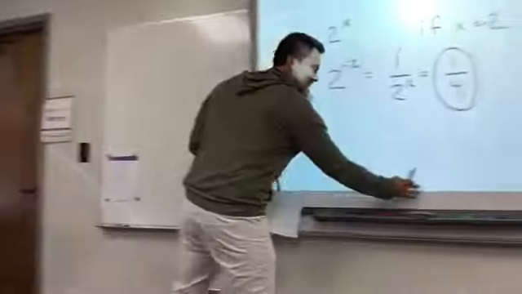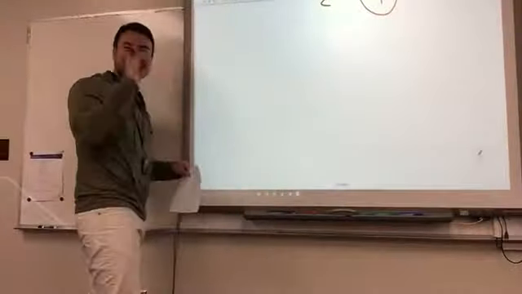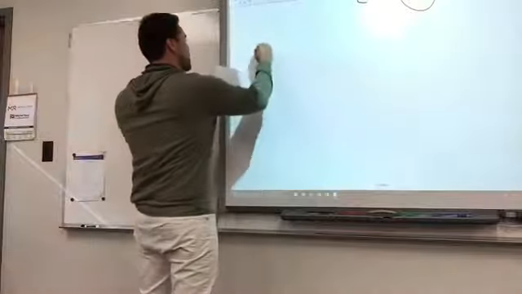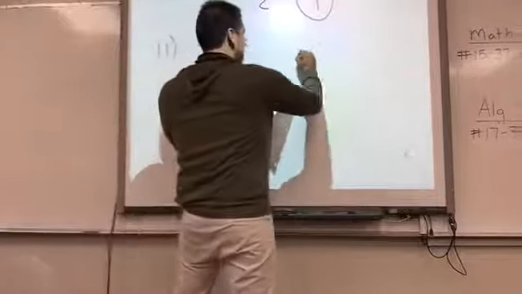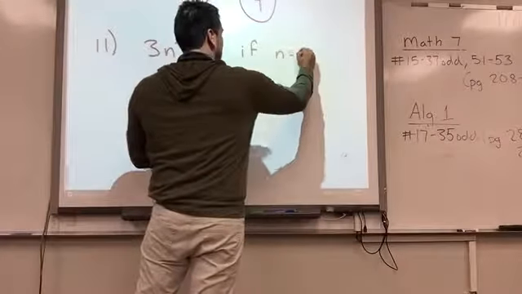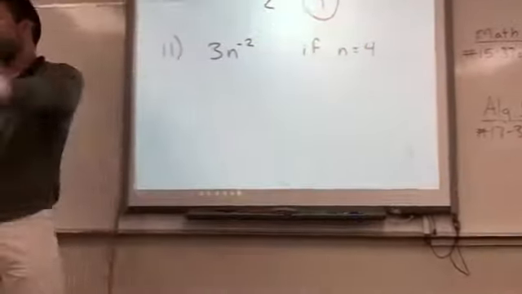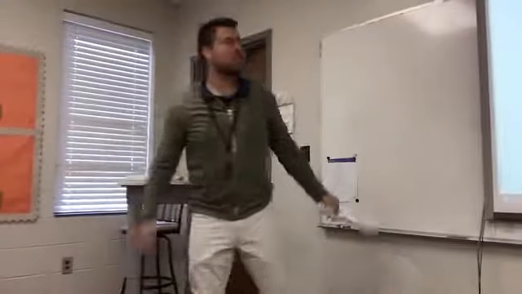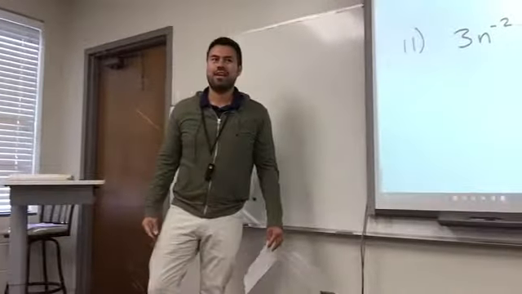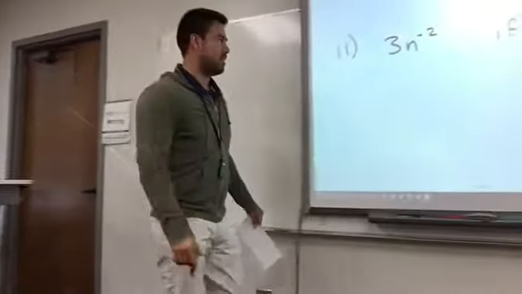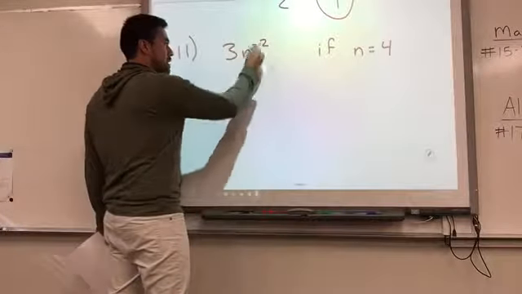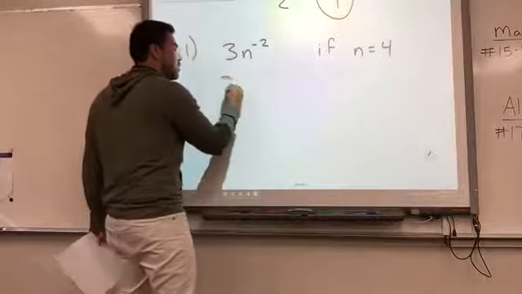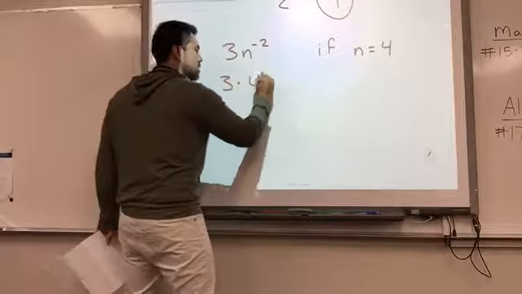To be continued. All right, last one, number 11. 3n to the negative second if n equals 4. All right, my very first step is just to replace what with what? Okay, so all I'm going to do right here, and what's going on between 3 and n to the negative second, by the way? So I'm going to do 3 times 4 to the negative second.